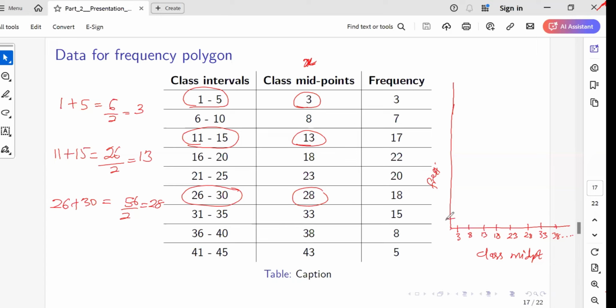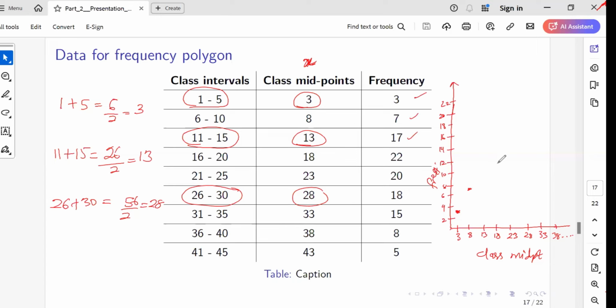So I'm going to use a count of 2: 2, 4, 6, 8, 10, 12, 14, 16, 18, 20, 22. Okay. So 3 has a frequency of 3. So that's it. You just use a dot or a star. Okay. 8 has a frequency of 7. So that's here. 13 has a frequency of 17.